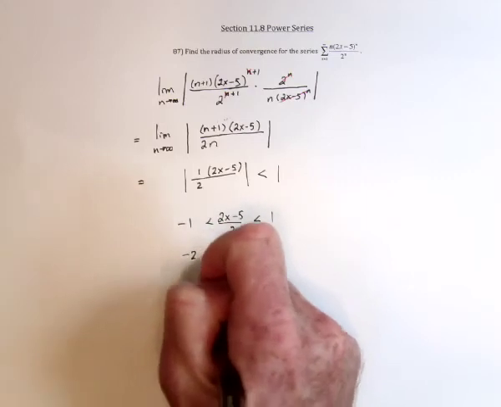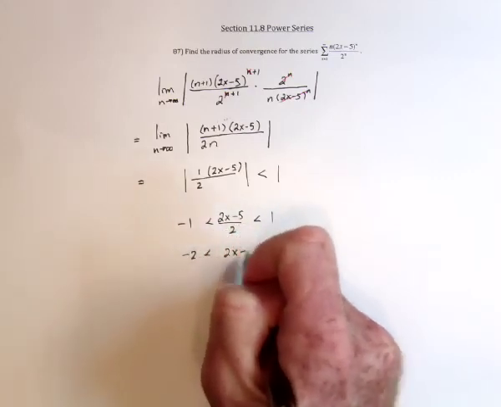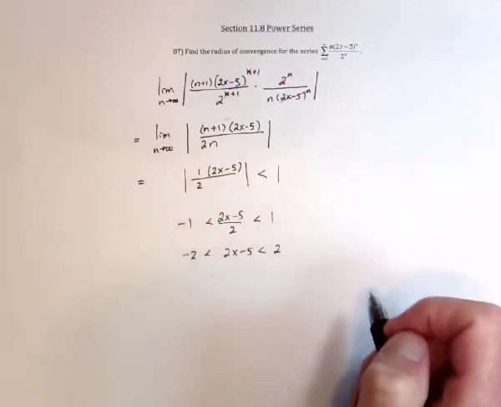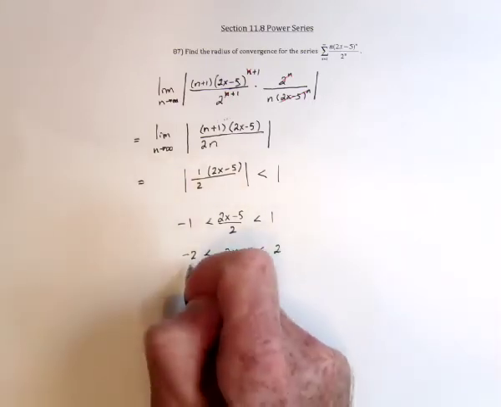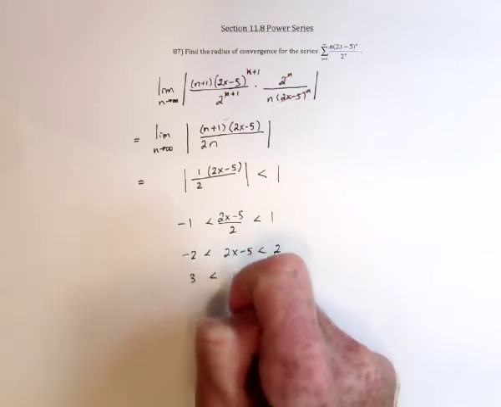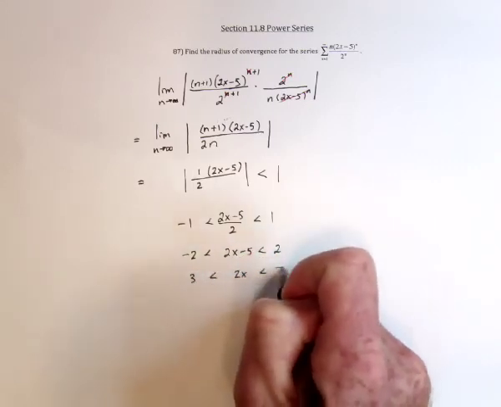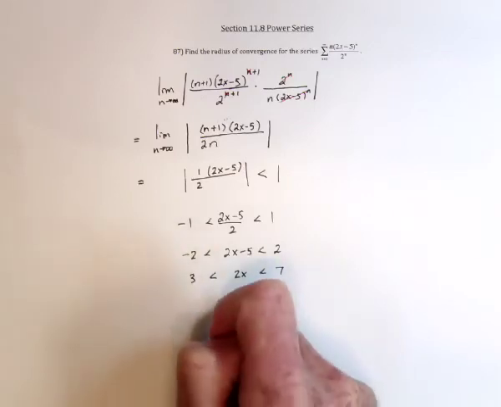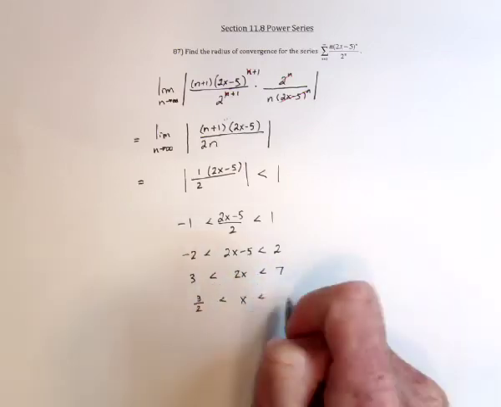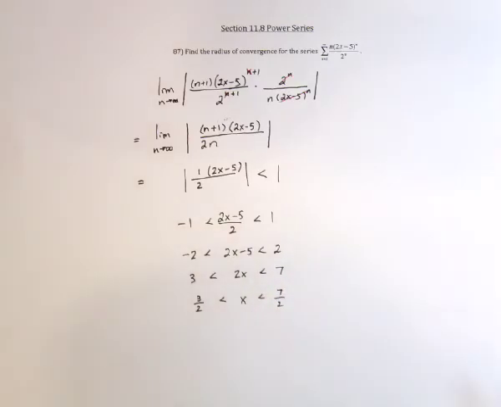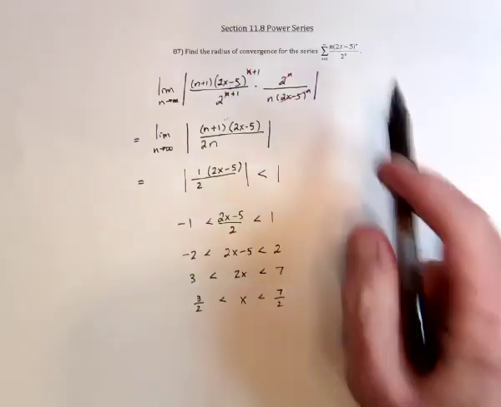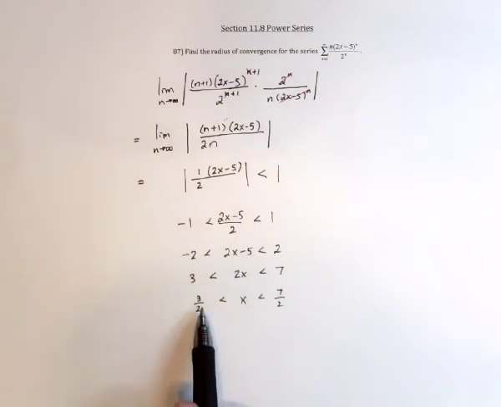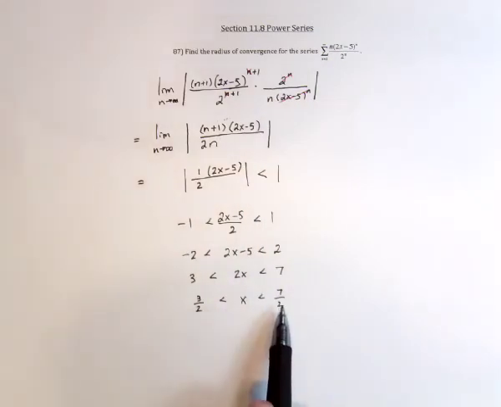So we've got multiplication by 2. And then add a 5. So if you add 5 over here, it's going to be 3. This will be 7. And then we've got that x is between 3 halves and 7 halves. So that means that this function will converge for x anywhere between 3 halves and 7 halves.